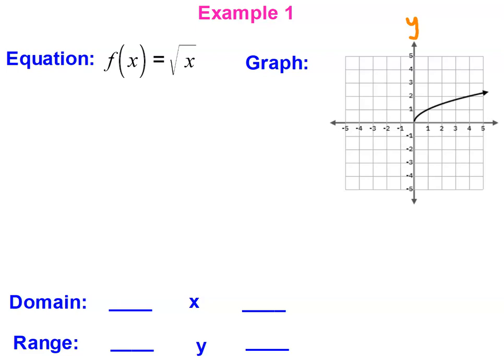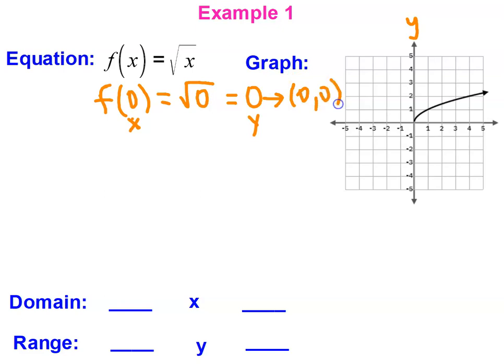Okay, so now let's try substituting in 0 for x. If we input 0 into this equation, we get the square root of 0. All right, so the square root of 0 would be 0, right? Because 0 times 0 is 0. So our input, x, is 0. Our output is 0. So the point on the graph would be (0, 0). And that's right here, the origin.